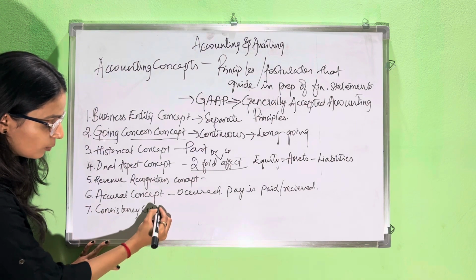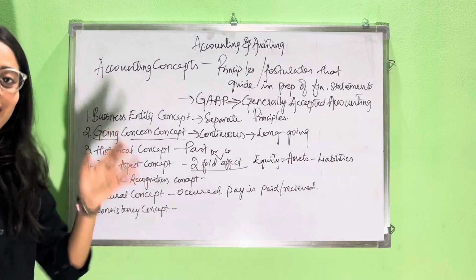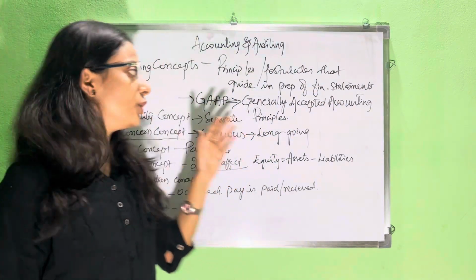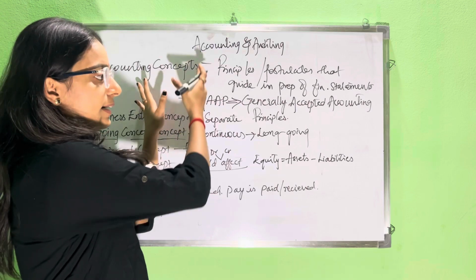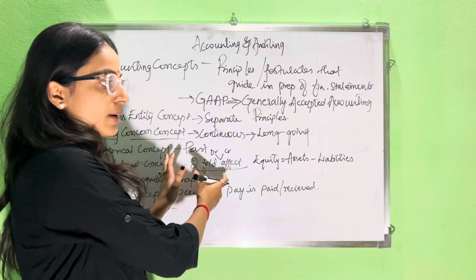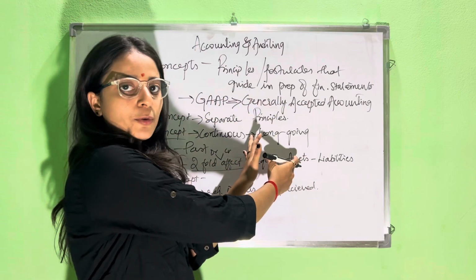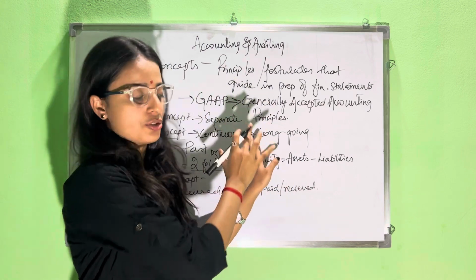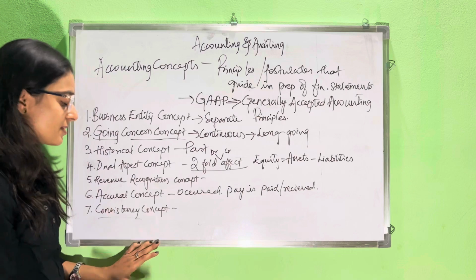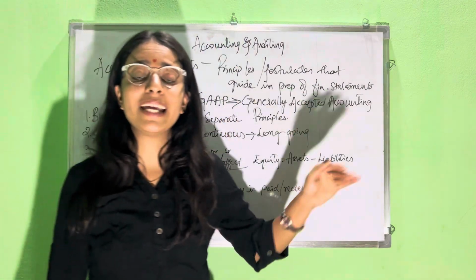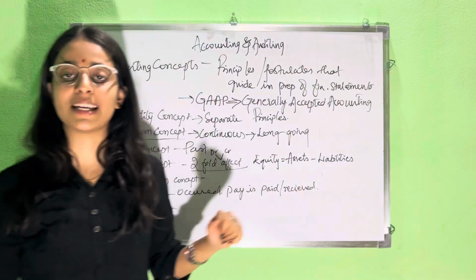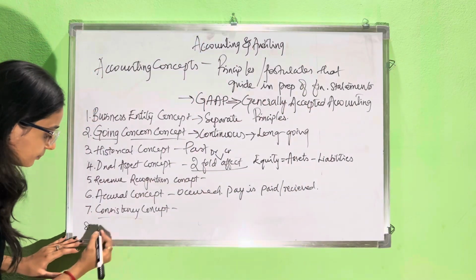Next comes the consistency concept. What do you mean by the word consistency? It means following the same principle throughout. Today you followed one principle and maintained your books according to that. Tomorrow you follow one more principle and maintain your transactions. It becomes very irrelevant information. So the consistency principle is nothing but being consistent in following the same methods for preparation of your financial statements.